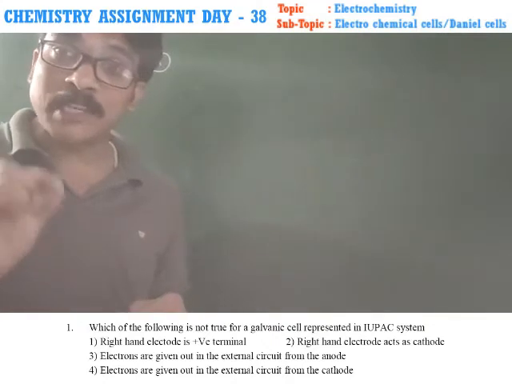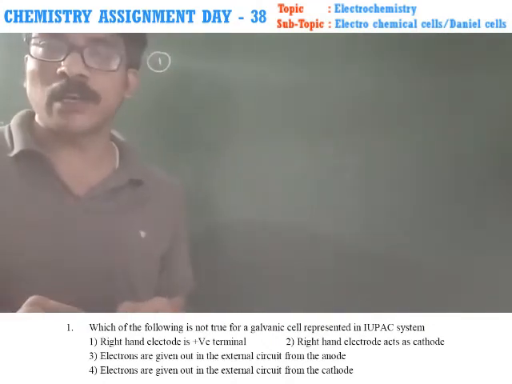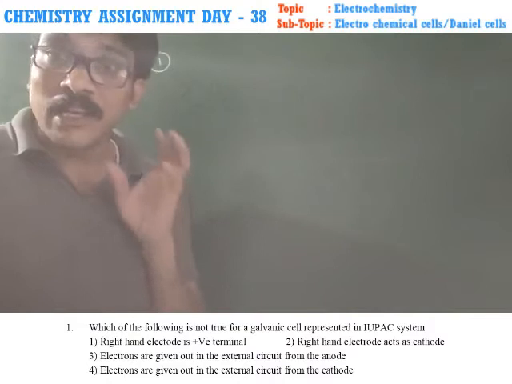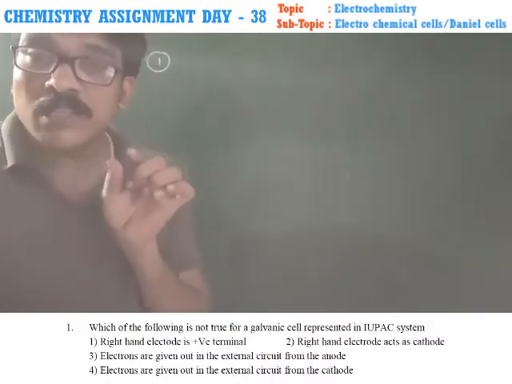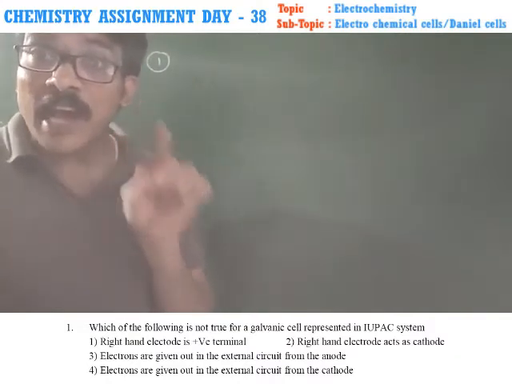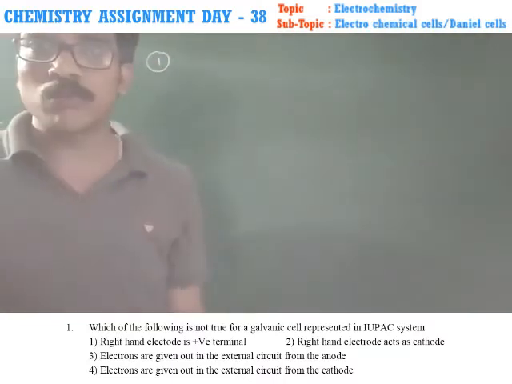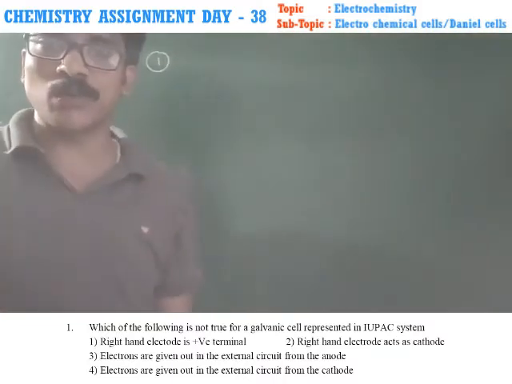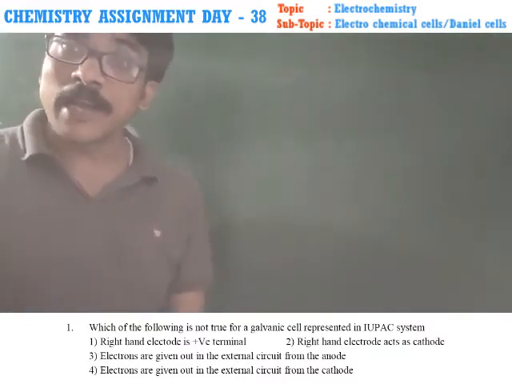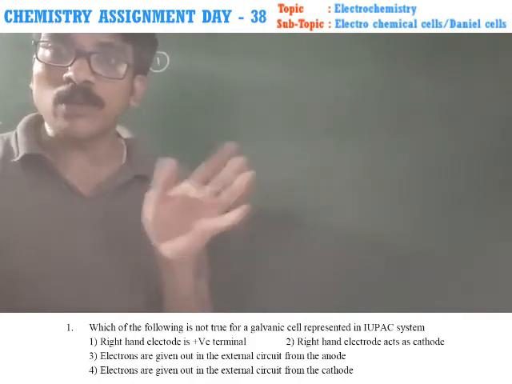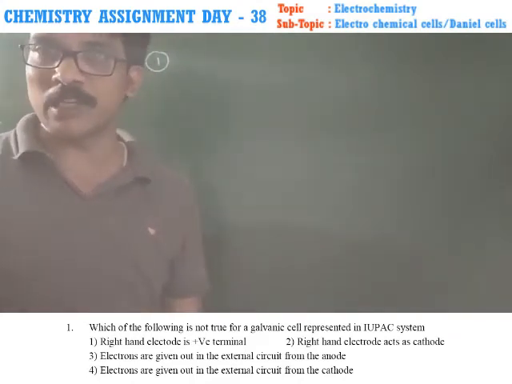Which of the following statements is not true? Yes, that statement is not true, because in a galvanic cell, electrons flow from anode to cathode through the external circuit. But in the statement, cathode to anode is given, therefore the statement is wrong.